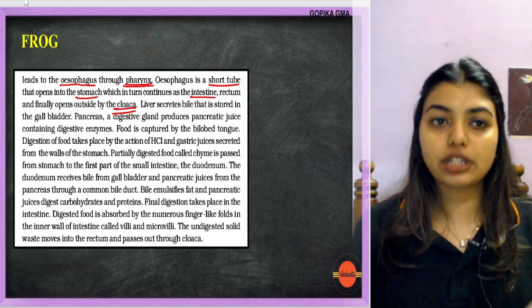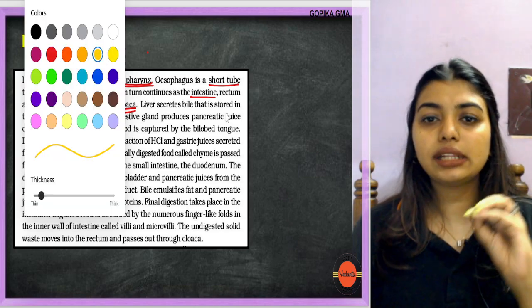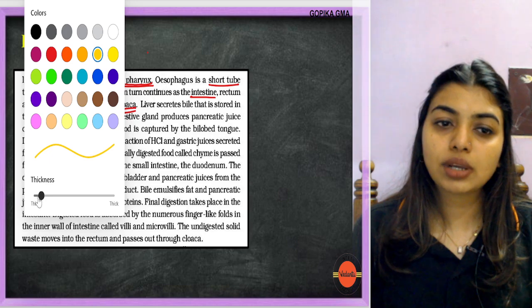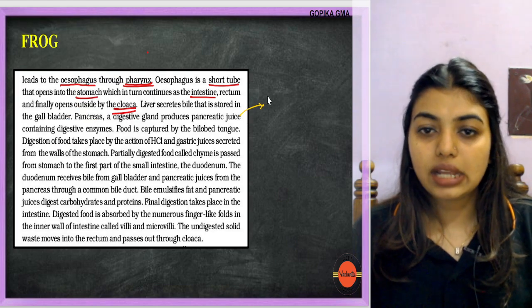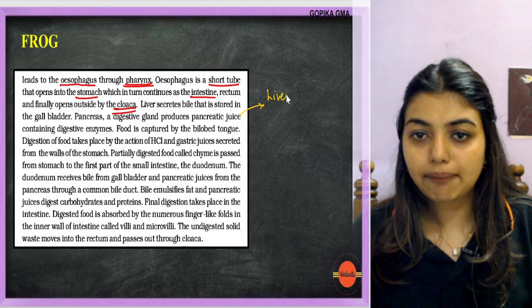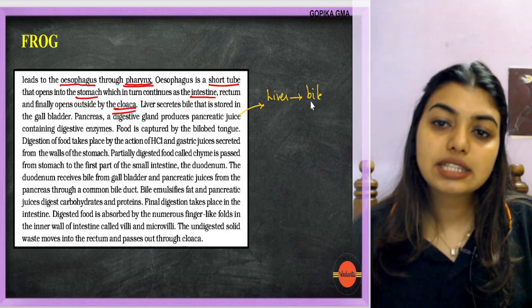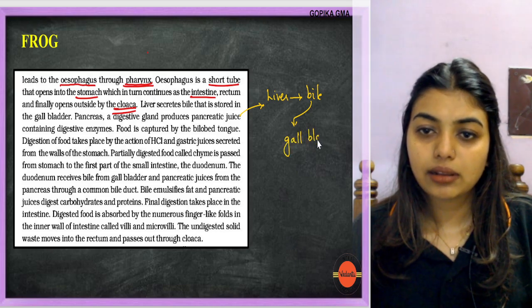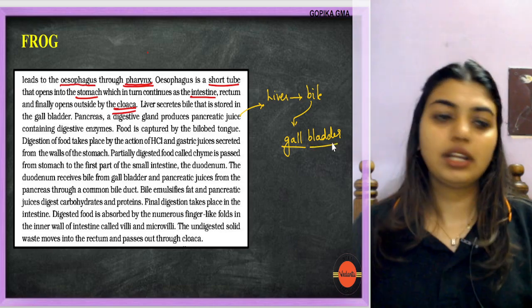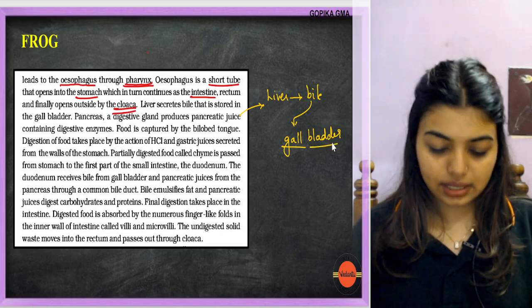Now important part, this is where you will understand that, oh my god ma'am, frog is so similar to us, right? There's not much difference. That is because, look here, liver is making bile. And where is this bile getting stored? In the gallbladder. Got it? It is getting stored in the gallbladder. Is this clear or not?